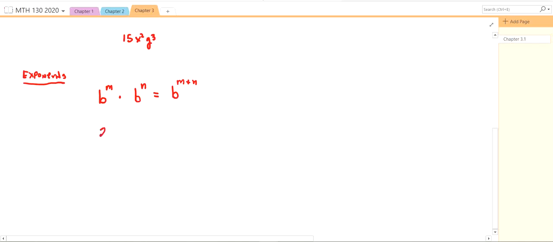So why does this work? Well, think of it this way. Suppose you had 2 squared times 2 cubed. Now notice both of these bases are 2. My exponents can be anything, but my bases have to be the same in order to do this operation. So really what you're looking at is 2 times 2, just put parentheses here, that's 2 squared, times 2 times 2 times 2. So what do you got going on here? You got 2 to the 5th, or 2 to the 2 plus 3.